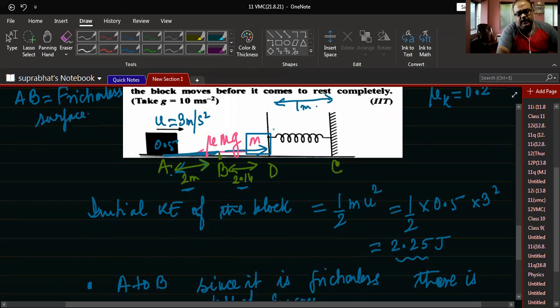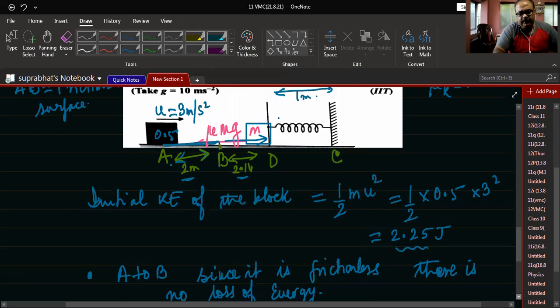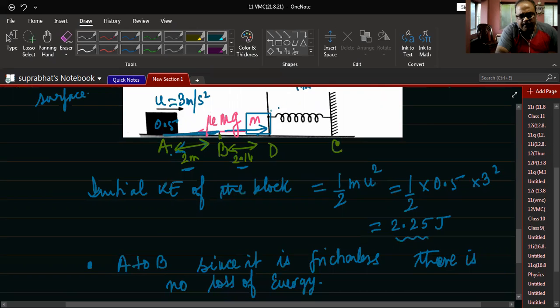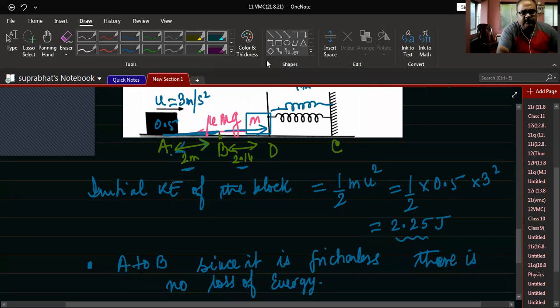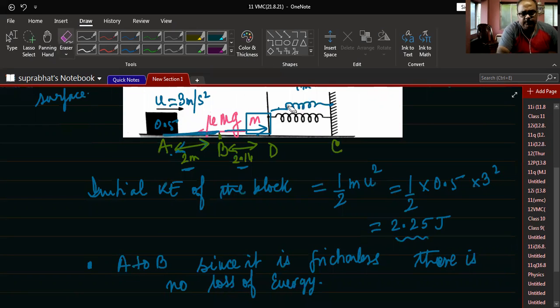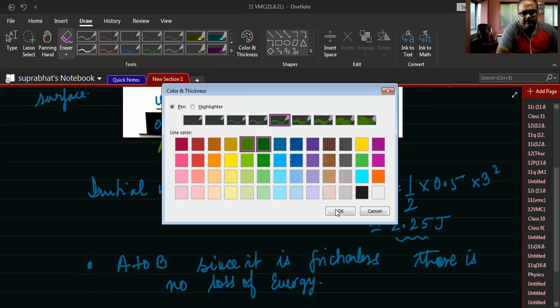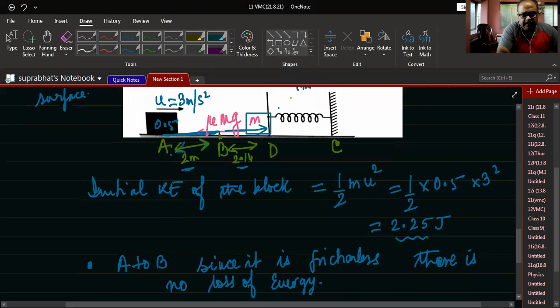Now the remaining energy will be used up in compressing the spring. Suppose this spring is compressed to a distance of, say, x. So the spring will be looking something like this after it is compressed, and this is the distance to which the spring is being compressed.